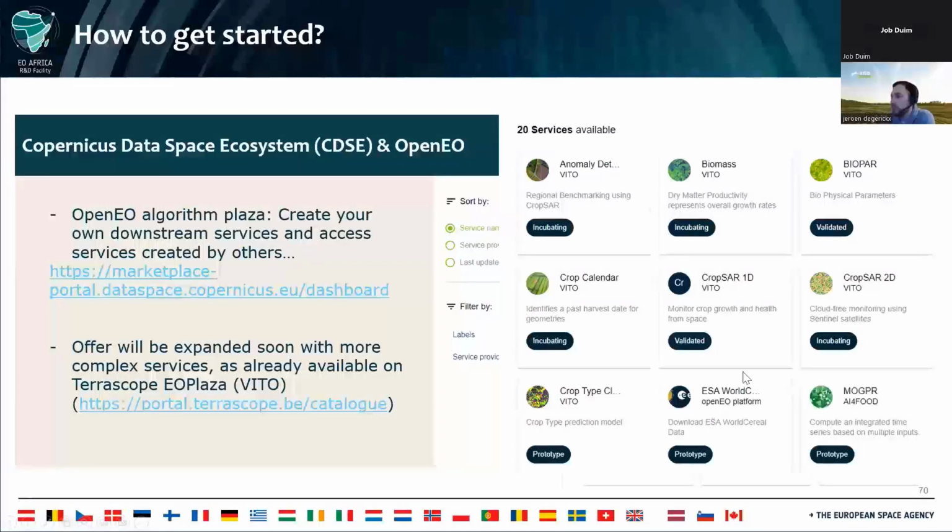Most of them I already mentioned in this presentation. So CropSAR, biomass estimation, crop calendar, so phenology, crop type classification. These are all services which will be integrated in this CDSE platform and which can be used by anyone for their own area of interest.